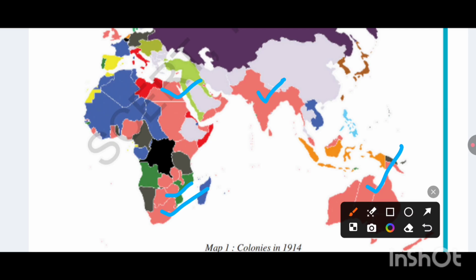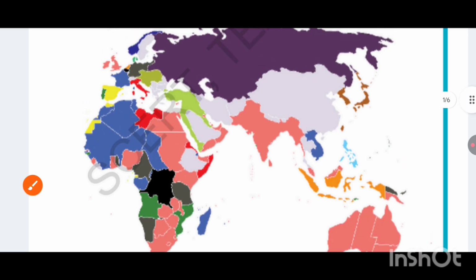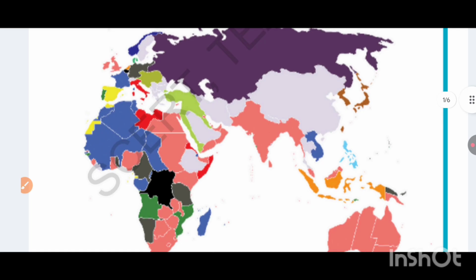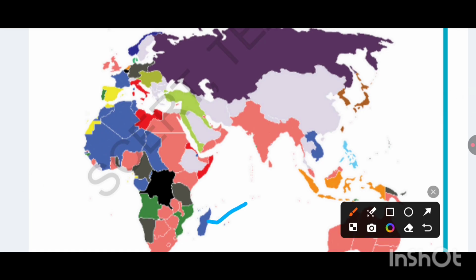Blue color countries were ruled by France, such as Madagascar, Algeria, Mali, and Mauritania. These grey color countries are independent countries.